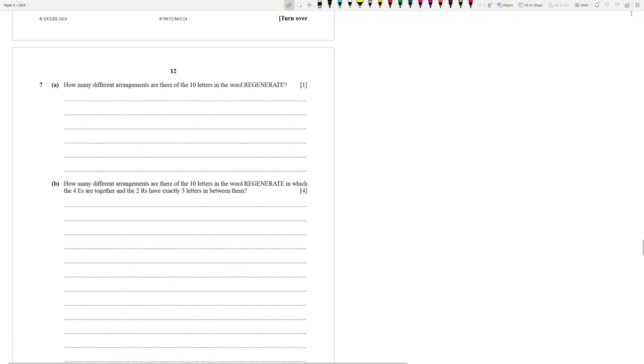Okay, so for regenerate, let's do this. We have 2 R's, 4 E's actually. Then G N A T. So 10 factorial for the 10 letters, 2 factorial for the R's, 4 factorial for these, since they are repetitions. Okay, that's good. That's 75600.